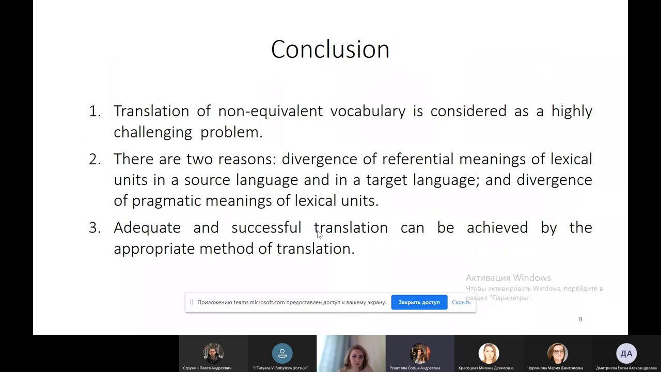Words and expressions that don't have equivalent lexical units can be translated from the source into the target language using one of the listed methods, or methods sometimes can be combined. And as a language evolves, new words and concepts keep on coming. And that's why I believe that this problem of translating non-equivalent vocabulary will always be interesting, important, and highly relevant.